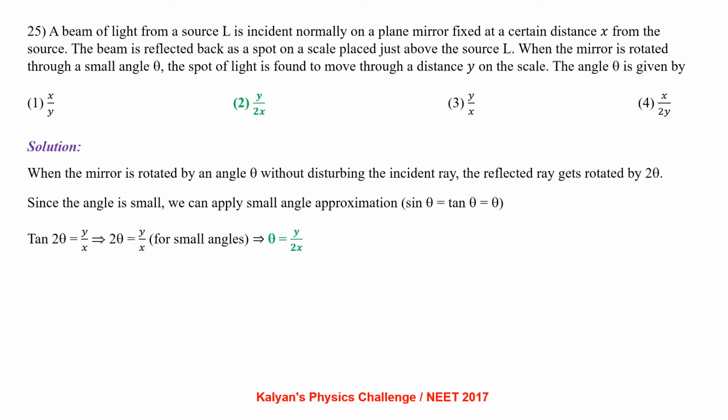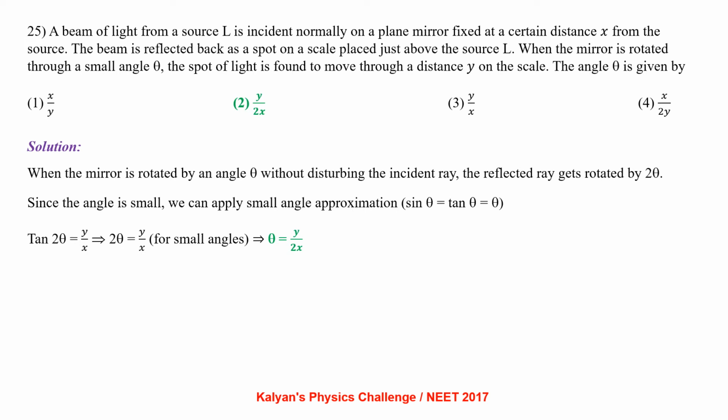A beam of light from a source L is incident normally on a plane mirror fixed at certain distance x from the source. The beam is reflected back as a spot on a scale placed just above the source L. When the mirror is rotated through a small angle theta, the spot of light is found to move through a distance y on the scale. The angle theta is given by.